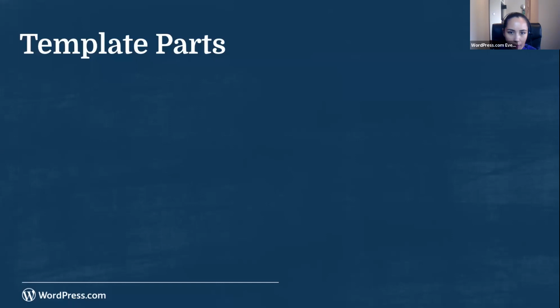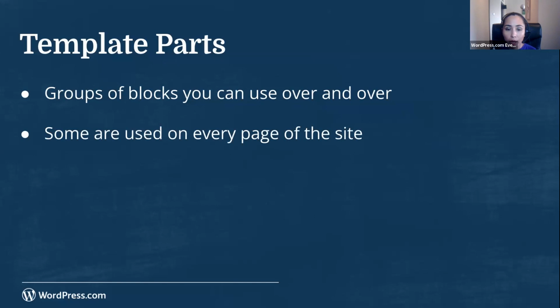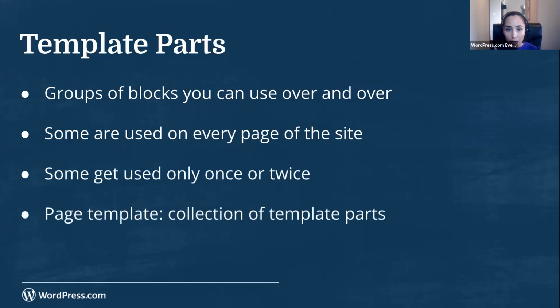Now let's recap a little bit on the template parts. What they are is a group of blocks that you can use over and over. Some are used on every page of your site. So for example, if you have a footer template part, you can use that template part across all your templates, and therefore it will show across all your site. You can use some of these template parts only once or twice. You can create, for example, a sidebar template part and use it only in your index template, and that's not going to show anywhere else, but only on that template. And what is a page template? Basically, it's just a collection of template parts.